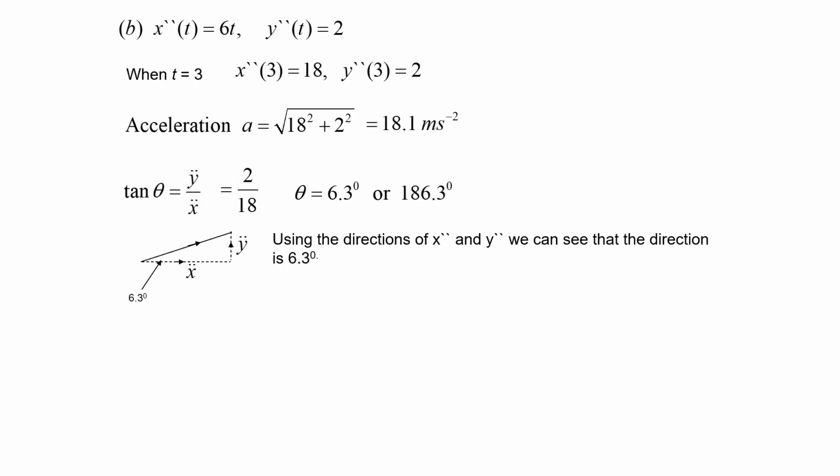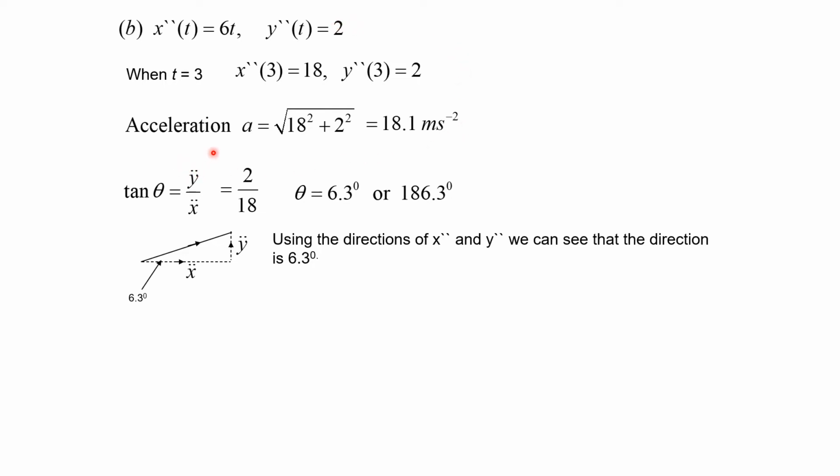Part B requires you to find the magnitude and direction for acceleration. In order to find acceleration, you need to find x double prime of t. You differentiate x prime again and you get 6t. And y double prime, you will actually reduce to 2. Then when t is 3, x double prime 3, substituting t as 3, you will actually get 18. And y double prime already has a constant value, so y double prime 3 will also be consistently 2.